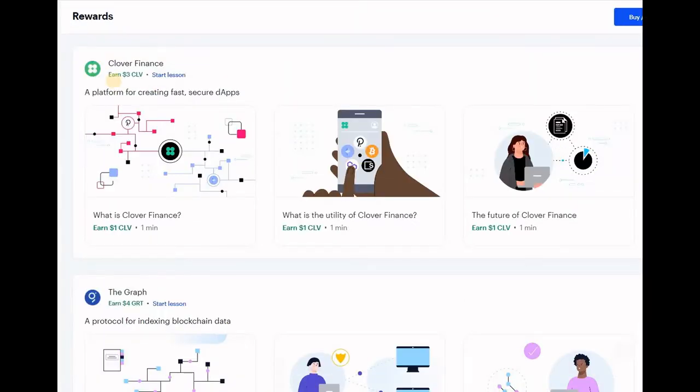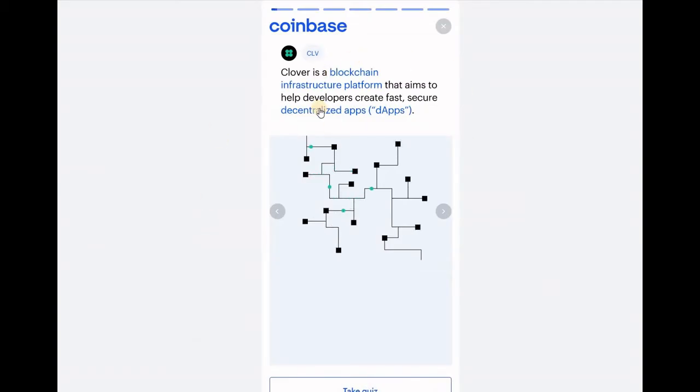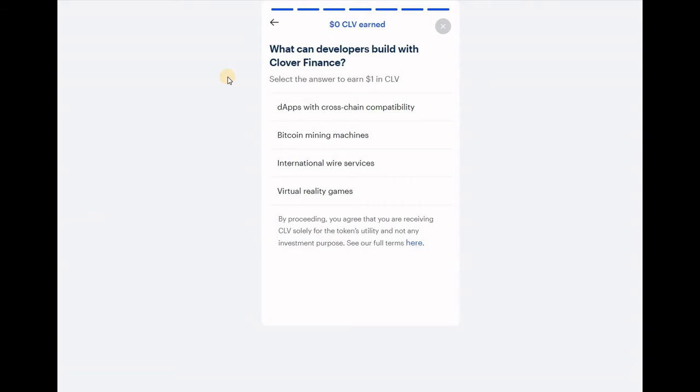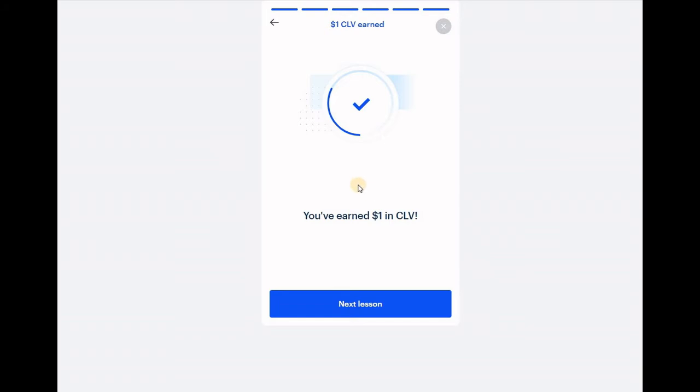Clover Finance. We can earn $3 in CLV tokens here on Coinbase just by doing a few lessons and answering the questions. So let's go and have a look at the first lesson. As always, you can go through all of these yourself or just click take the quiz. So the first question is, what can developers build with Clover Finance? And the answer is dApps with cross-chain compatibility. There you go, you've earned your first $1 in CLV coins.